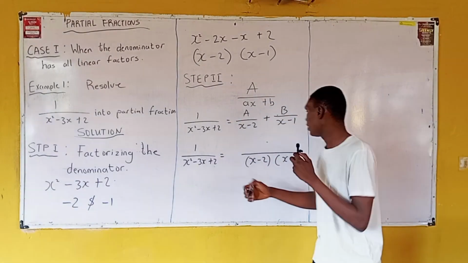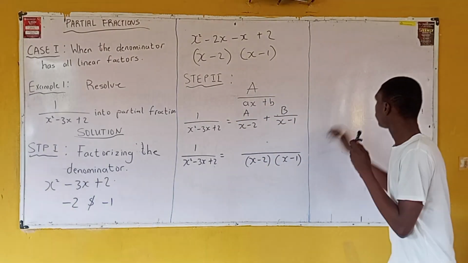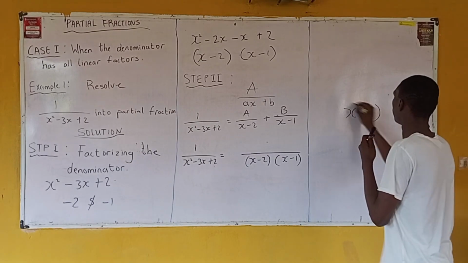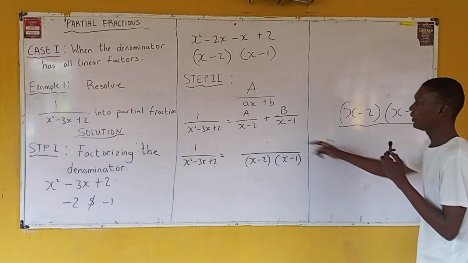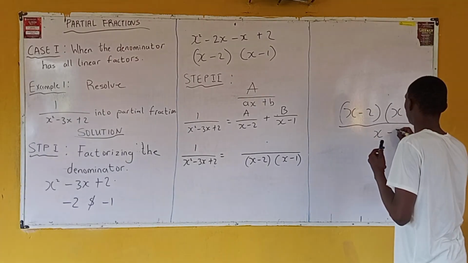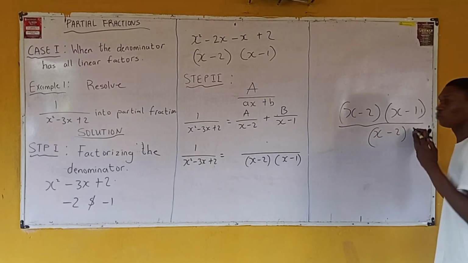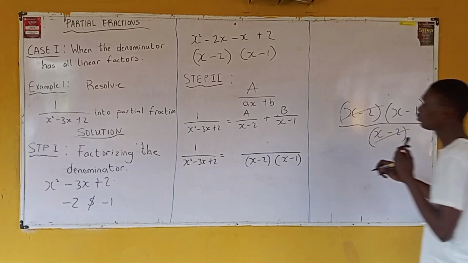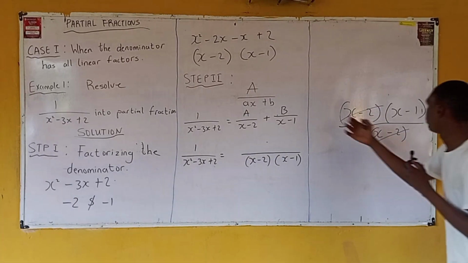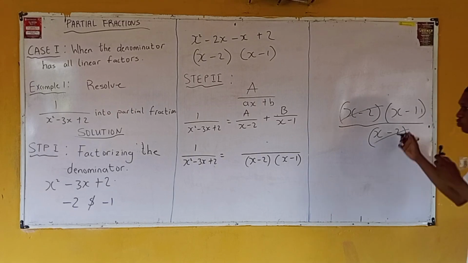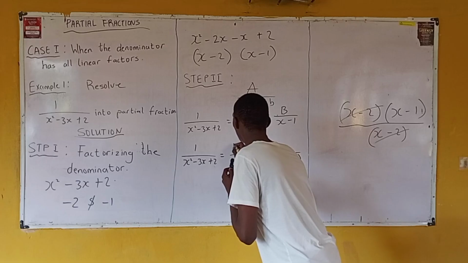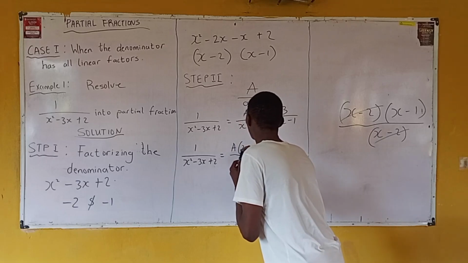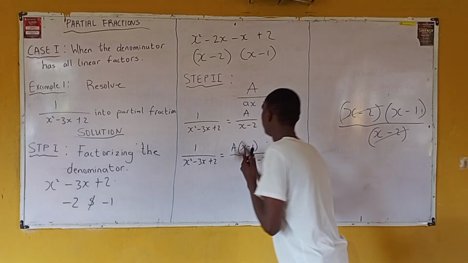So if you are dividing x minus 2, x minus 1 by x minus 2 first, what do we have left? We cancel x minus 2 with x minus 2, and we are left with x minus 1. So now we can say a open bracket x minus 1. Then that's for the first one.